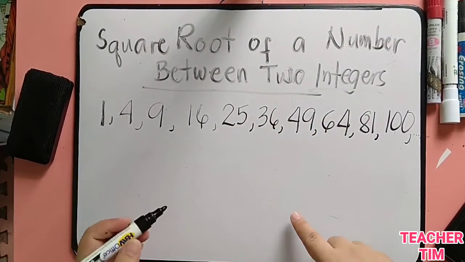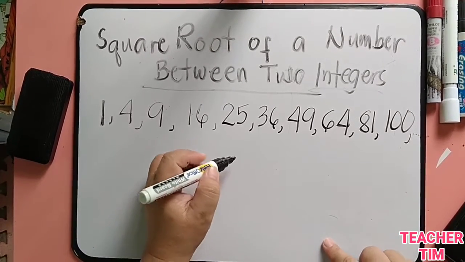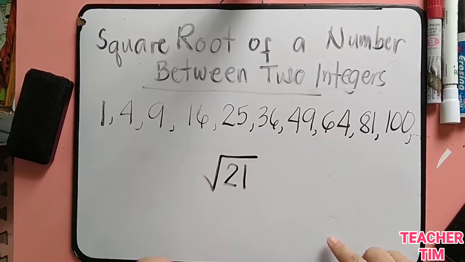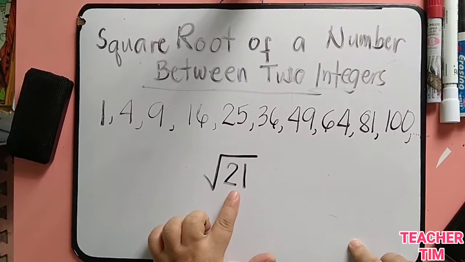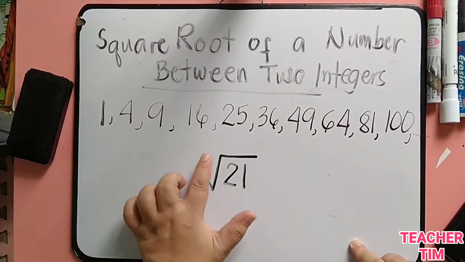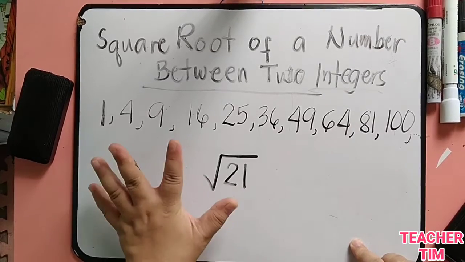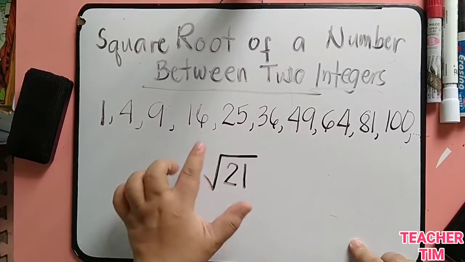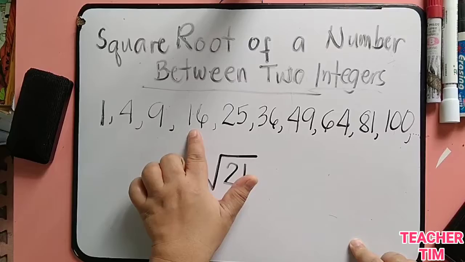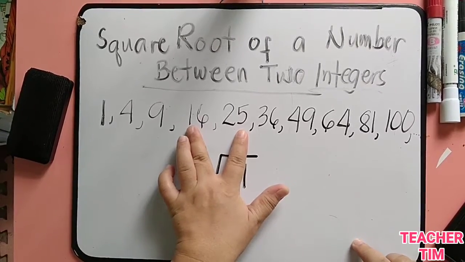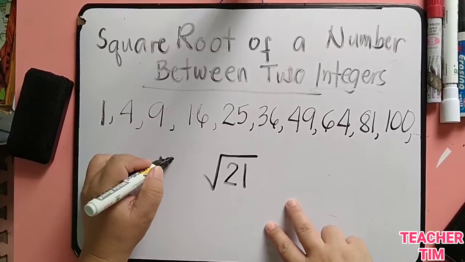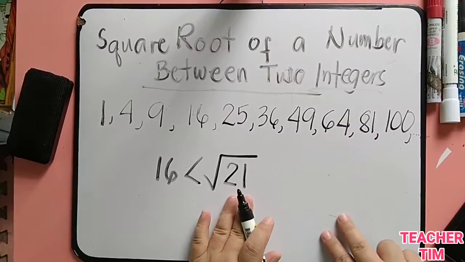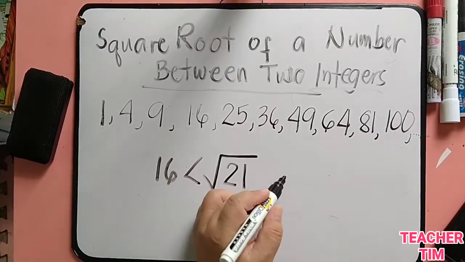Our first example is the square root of 21. Our radicand is 21. So we will look for numbers wherein 21 is in between two integers. Let's say 1, 4, 9, 16, 25. So 21 is in between 16 and 25. That means you will write on this side 16, which is of course less than the value of this, and the other one, which is 25, on this side.